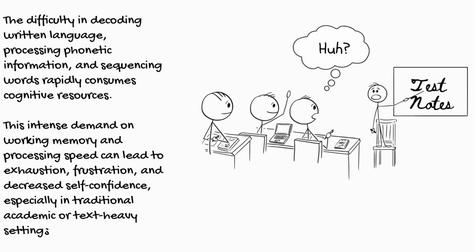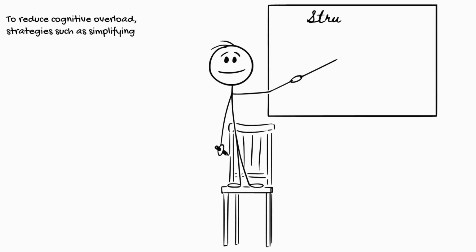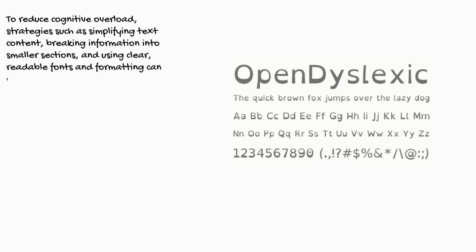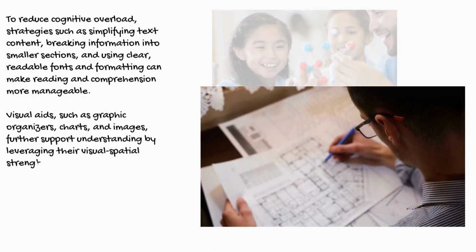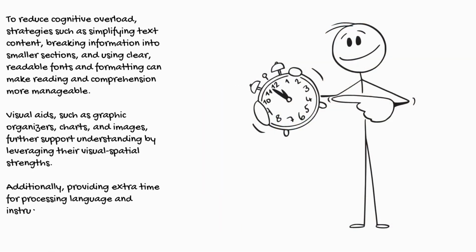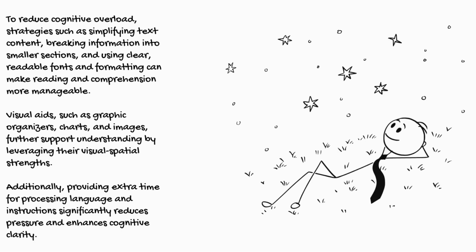academic or text-heavy settings. To reduce cognitive overload, strategies such as simplifying text content, breaking information into smaller sections, and using clear, readable fonts and formatting can make reading and comprehension more manageable. Visual aids, such as graphic organizers, charts, and images, further support understanding by leveraging their visual spatial strengths. Additionally, providing extra time for processing language and instructions significantly reduces pressure and enhances cognitive clarity.